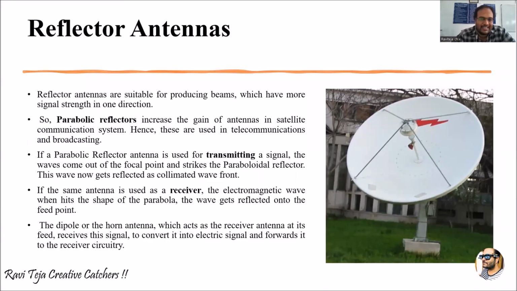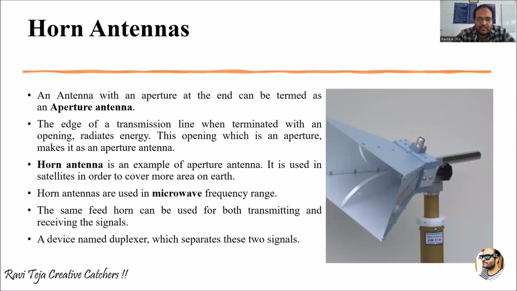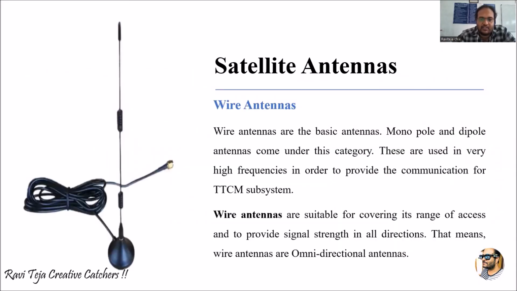So these are the major four antennas: reflector antennas, which we also call parabolic antennas or parabolic reflectors; array antennas, where multiple antennas are combined together and each beam is dissipated using a single antenna; horn antennas, which based on their shape have a greater aperture that helps in propagation of the signal; and satellite antennas, which are very helpful for communication between the telemetry, tracking, command and monitoring subsystem. All these kinds of antennas are majorly used in satellite communication systems.